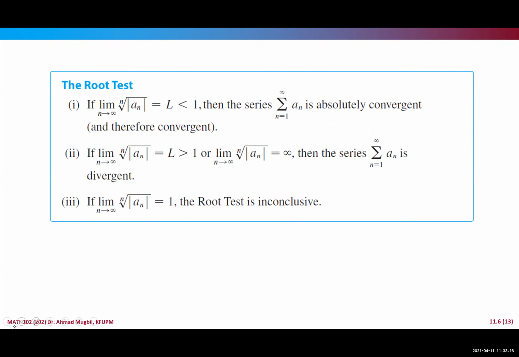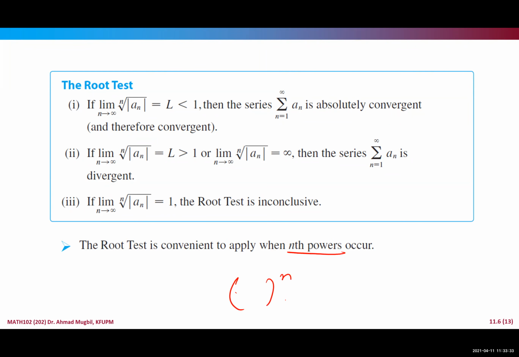Now, we have another test, by the way. If you have a special type of series, the ratio test, as I said, is very convenient when you have factorials. But when you have powers of n, something to the power n, sometimes it works like what we did before, but in some cases the ratio test doesn't work. In that case you can use the root test, or as some textbooks call it, the nth root test. This test is very convenient when you have nth powers.